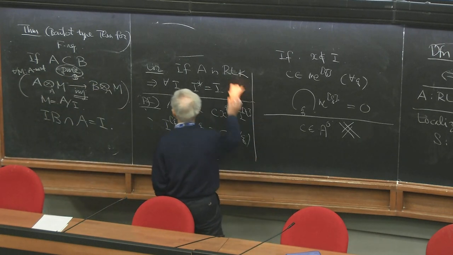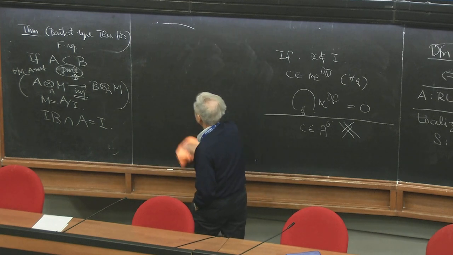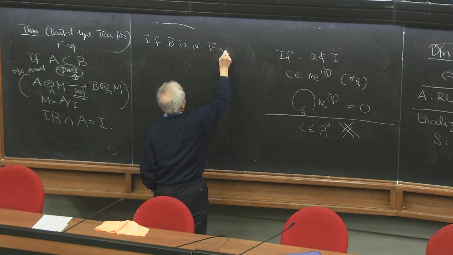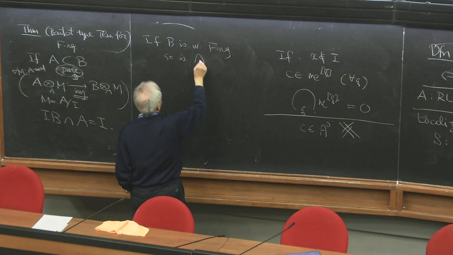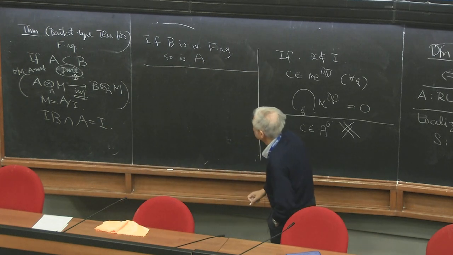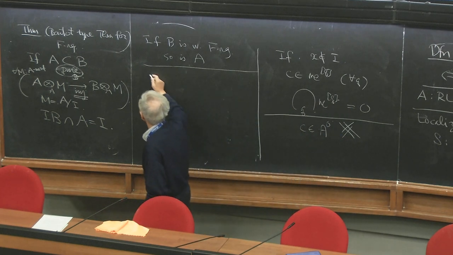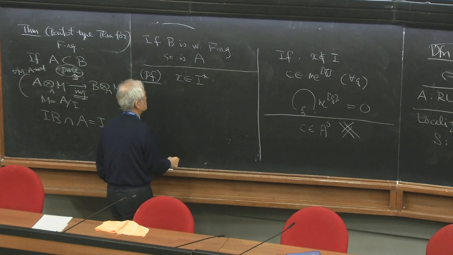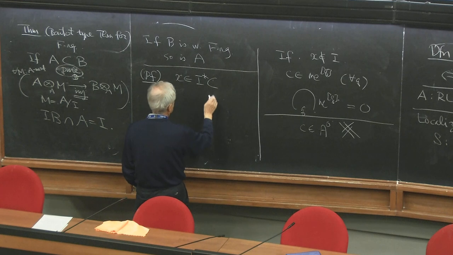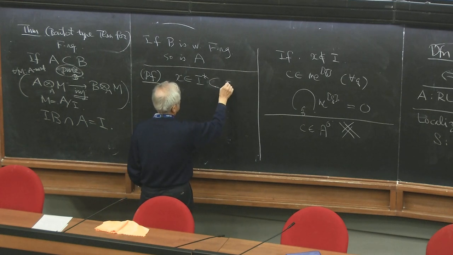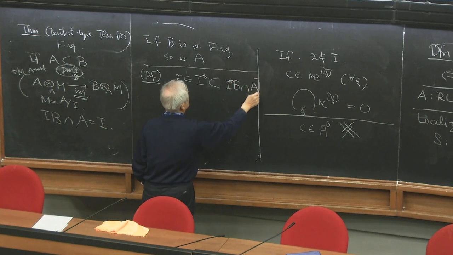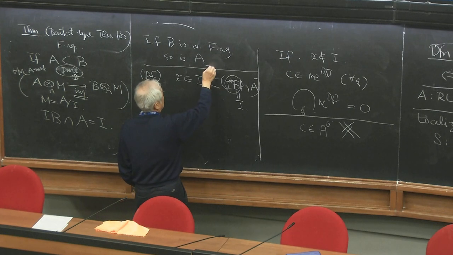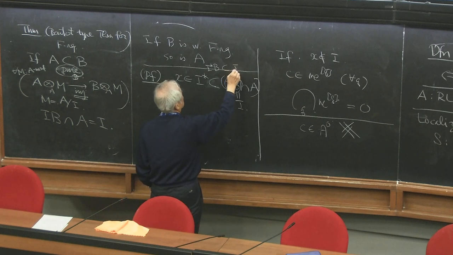And the theorem is, if B is weakly F regular, then so is A. And our proof is very, very simple. So assume that x is in the tight closure, then this is contained in, since I said I star of B is contained in IB star.